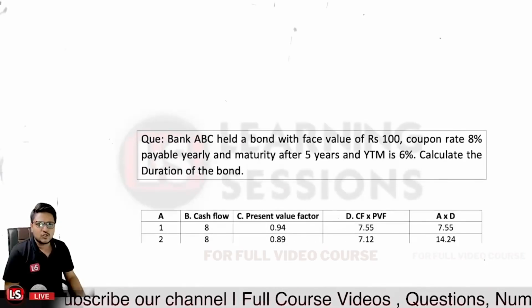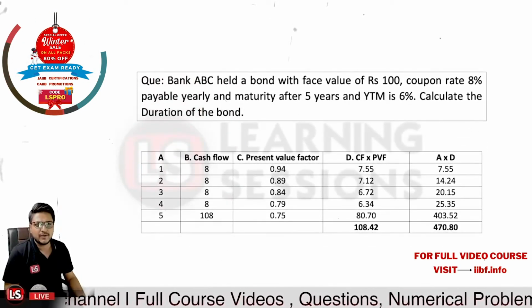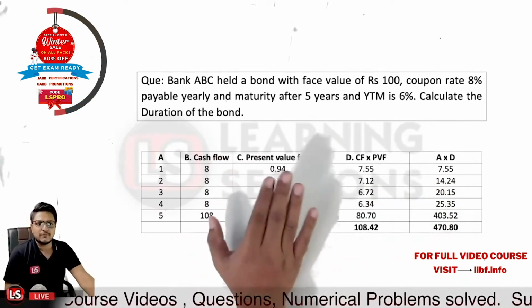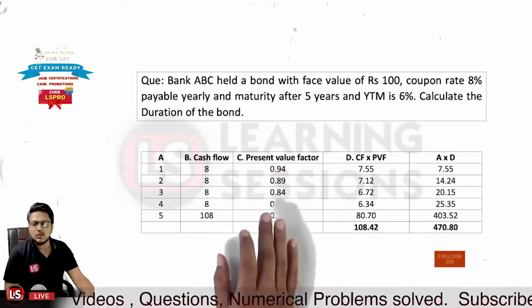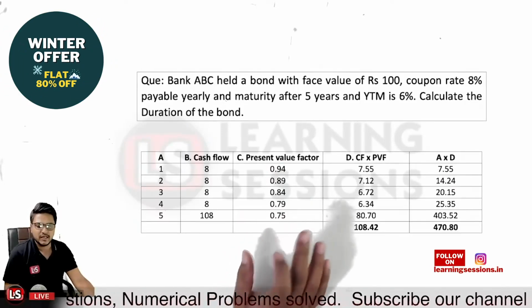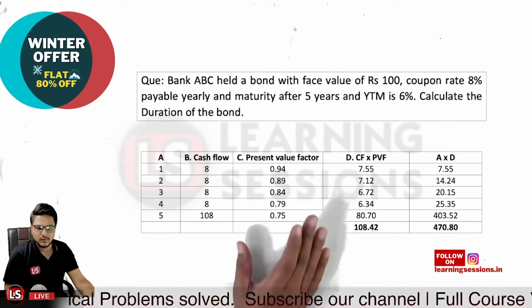Now let us have a look at the question over here. Bank ABC held a bond with a face value of rupees 100, and the coupon rate is 8% payable yearly, with maturity after 5 years. YTM, that is yield to maturity, is given to be 6%, or we can simply say the rate of return in this case is 6%, and we need to calculate the duration of the bond.